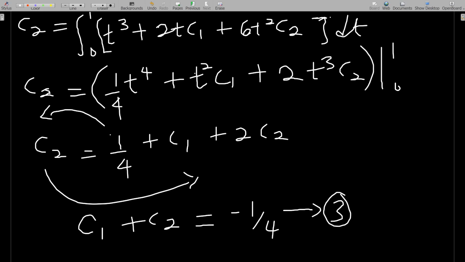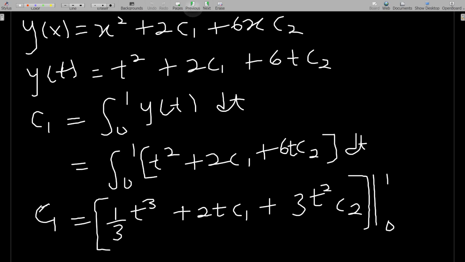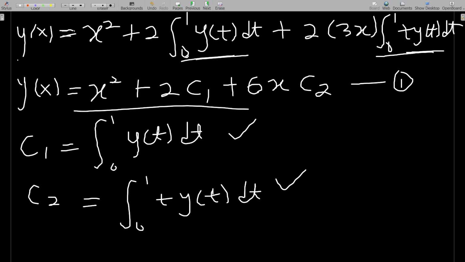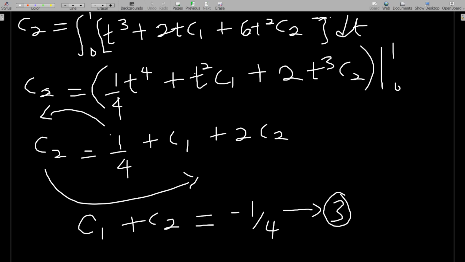So the equation that has both C1 and C2 is the third equation, and the second equation, while the first equation is for the main solution. You are looking for C1 and C2, and you put them here, and then you have found our solution. All right, so let's go ahead and try to solve the two equations that contain C1 and C2 using simultaneous equations.